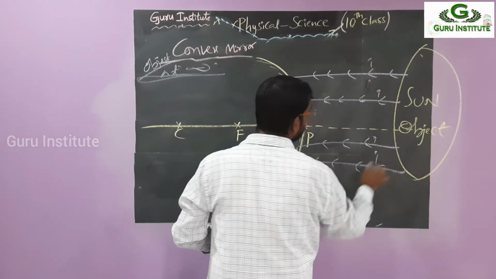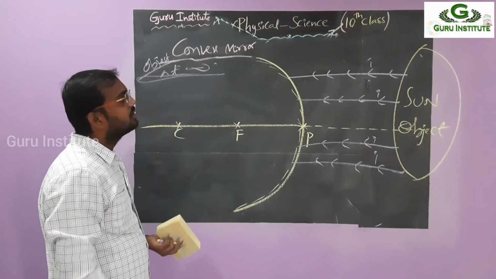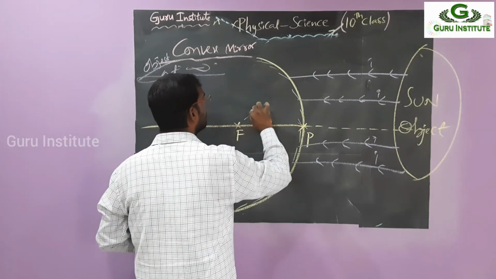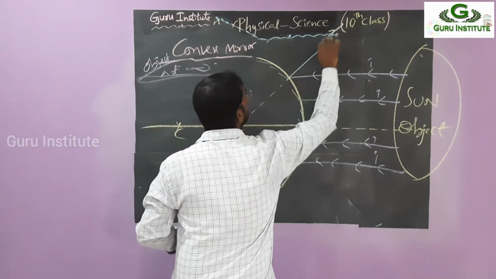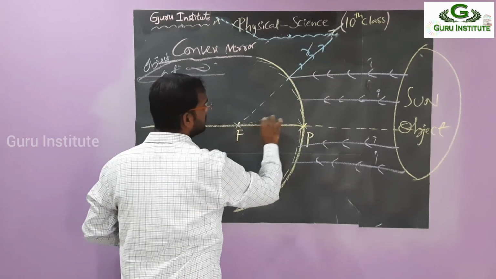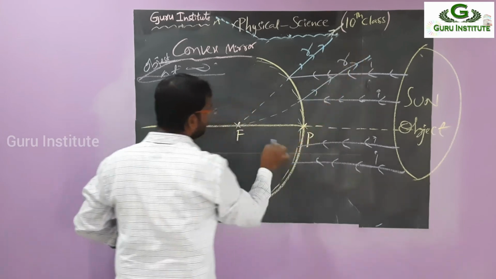So this is also an incident ray. Next, what will happen? The ray parallel to the principal axis passes through the focus. This is not passing through the focus, so you have to join. This is the point. This is the reflected ray. Then this is passing through the focus again. So this is the reflected ray, and this is passing through the focus.